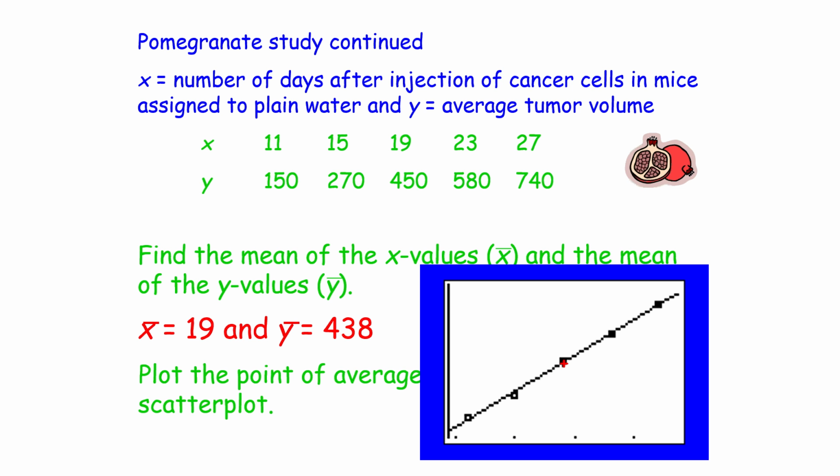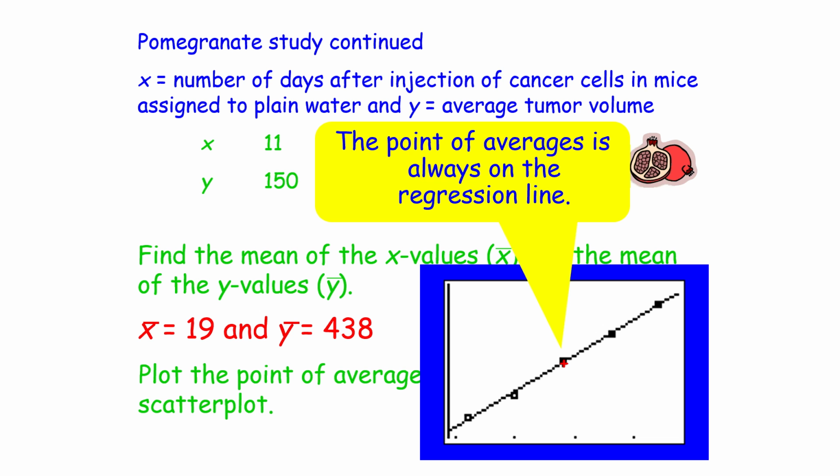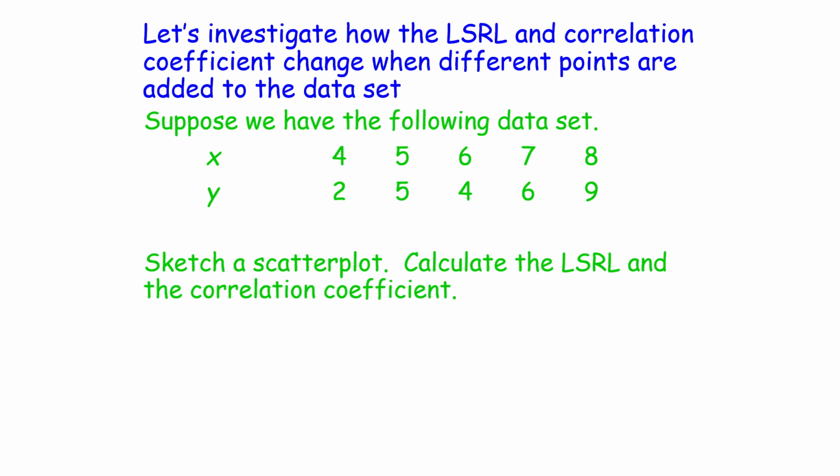Notice where that ends up. The point of averages is always on the regression line. So now, go ahead and take out your point of averages from your list and sketch a scatter plot. Notice our values have changed.